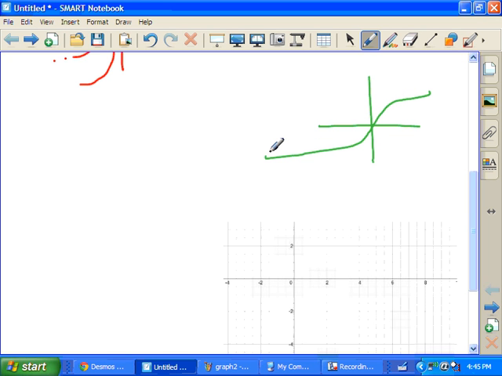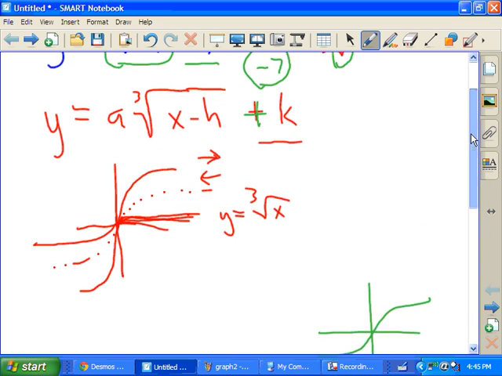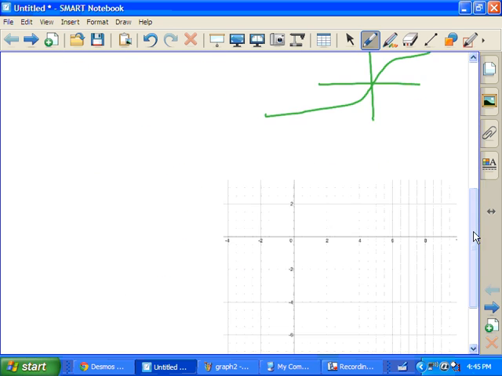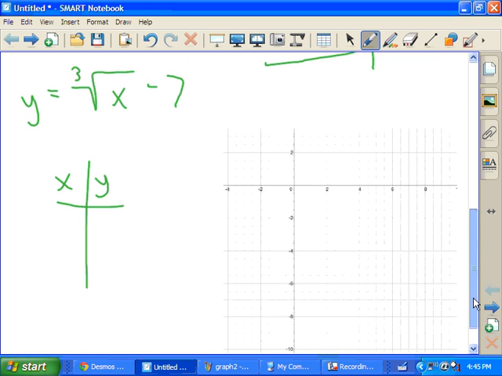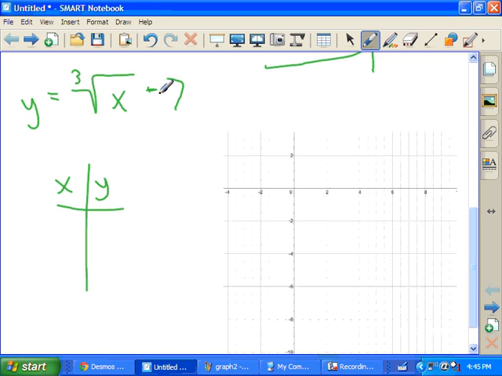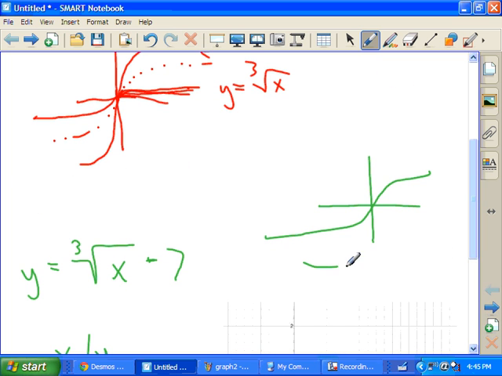I look for perfect cubes here. So let me just help myself out a little bit by picking some easy numbers. It's cube root minus 7. So we're going to try that. Cube root minus 7, that's my function. Let's pick some x's and y's that are easy, and we will graph this by plotting points, but understanding that it's going to look something like this shape here, but shifted down 7 units.